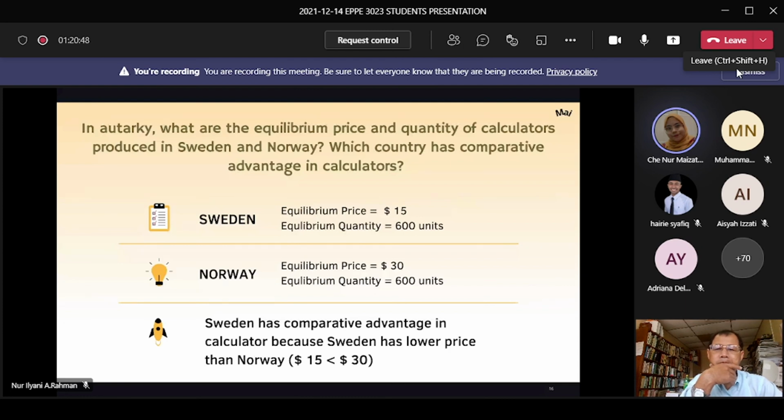So, to answer the question which country has comparative advantage in calculator, it is Sweden. Sweden has comparative advantage in calculator because Sweden has a lower price than Norway, because the price in Sweden is $15, which is lower than the price in Norway, $13, at the same quantity of hundreds unit. So that's all from me. I will pass to the next presenter, Ilyani. Thank you.